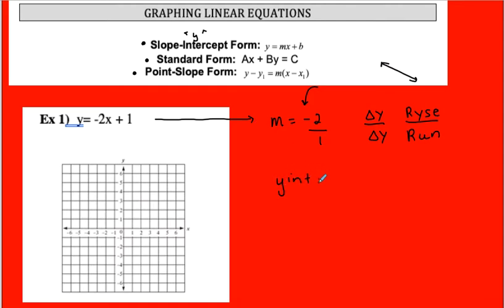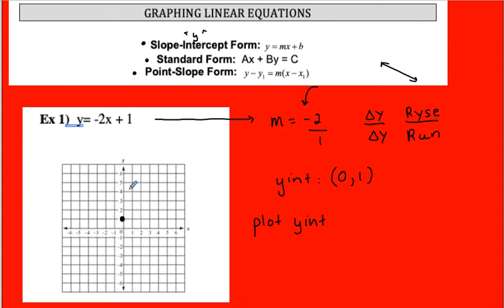Now I want you to be really careful. I think students get into a habit of writing b as the y-intercept. b is the y-coordinate of the y-intercept. The y-intercept is a coordinate point, (0, 1). So the process is we're going to plot the y-intercept. That's on the y-axis, at 0, I go up to 1.